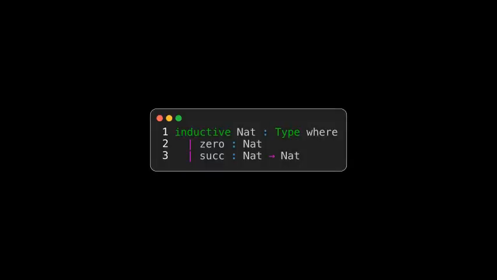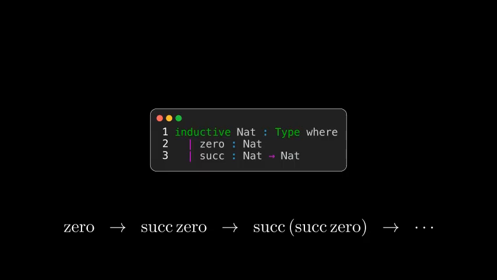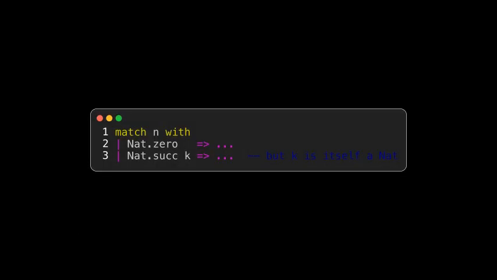The natural numbers fit the same template, but with a twist, the second constructor is recursive. succ takes a Nat and hands you back another Nat. Apply succ to 0 over and over, and you walk through every natural number. Pattern matching looks the same, one clause per constructor. But the succ branch hands you back a k that is itself a Nat. To say anything useful about succ k, we usually need the answer for k first. We need to recurse.